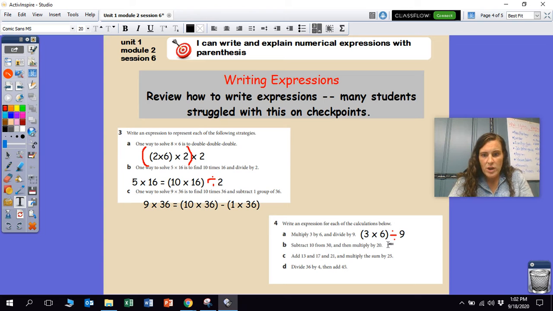For the next one, it says subtract 10 from 30 and then multiply by 20. The "and then" tells me it's separate from. So I'm going to subtract 10 from 30. Remember, we have to subtract 10 from 30 first in order to then multiply something.